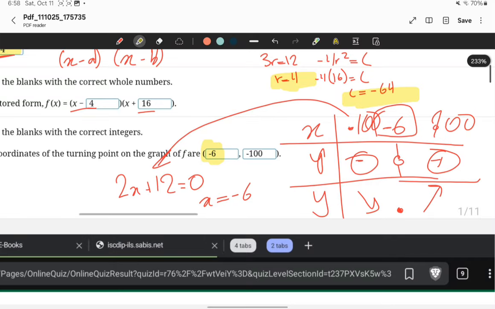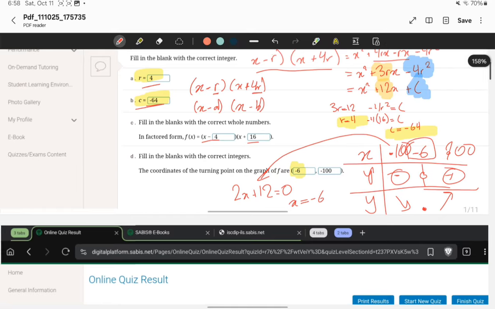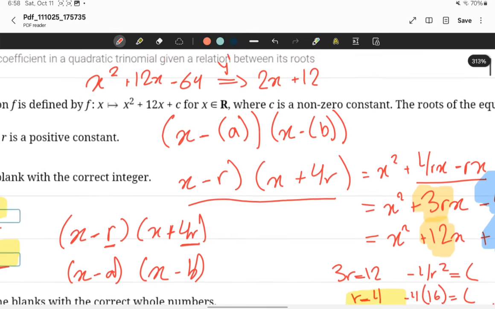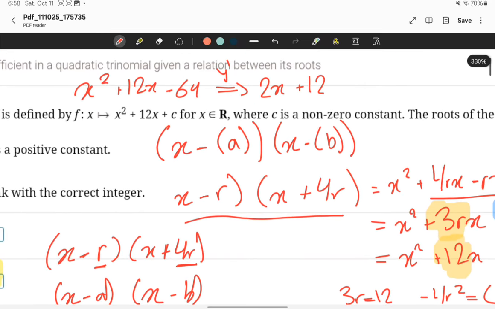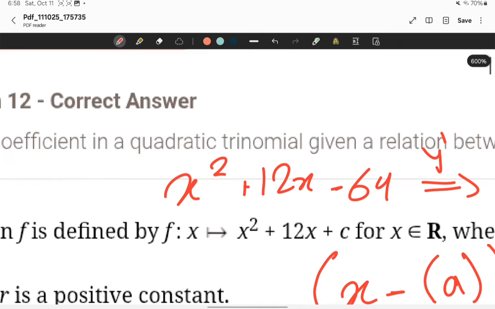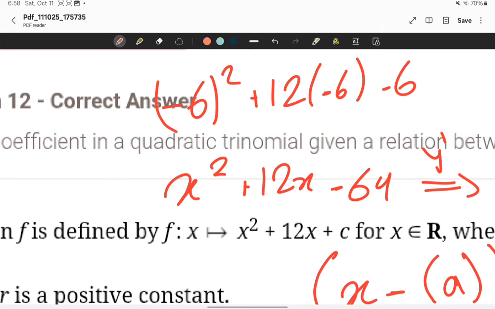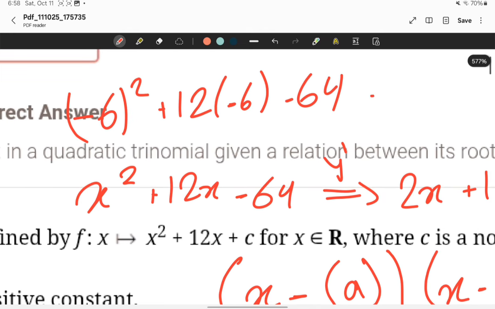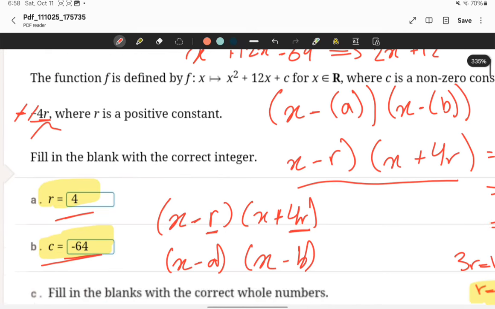Now to get the y value, you just take this minus 6 and put it in our original equation up here. So instead of x, you just substitute. So it's minus 6 squared plus 12 into minus 6 minus 64. You simplify and you add all these up, you get negative 100. That's what they want here.